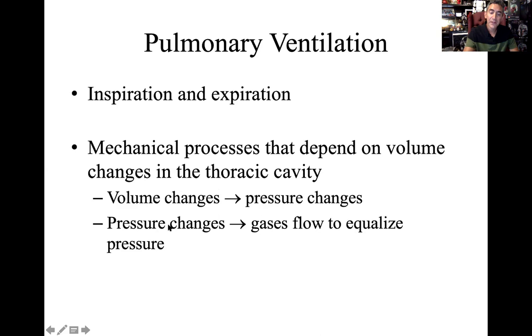And we know that air will always go from higher pressure areas to lower pressure. So we can move air wherever we want. All we have to do is have an effect on the volume. We change the volume, which means we change the pressure, which means we can control where we want air to go. And again, all this falls within the realm of physics and chemistry, but it has vital importance in the realm of physiology.